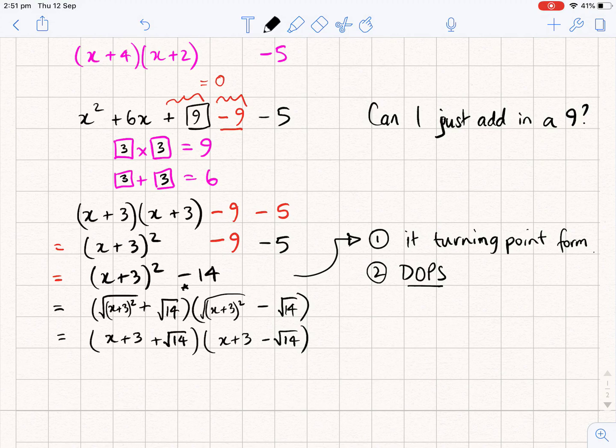And now I've got two factors, and halfway along I also have the turning point form, which is useful for me as well. So that's the end of this video that's just exploring the process of completing the square. In the next video, I'll go into a little bit more detail about the algorithm or the steps that we take to complete the square more simply.